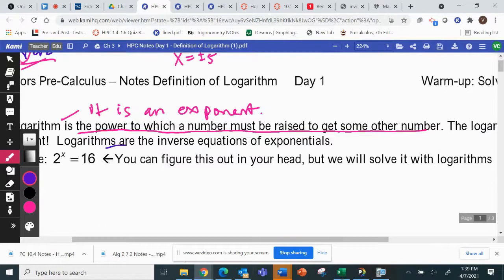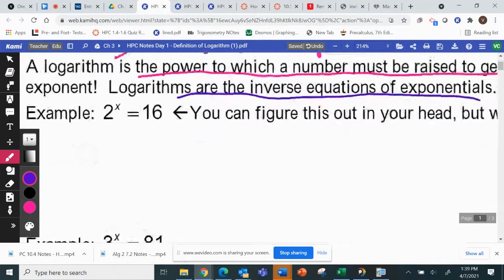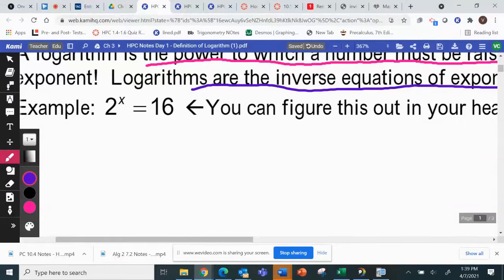Oh, and I have that written right here. Inverse equations of exponentials. Now, 2 to the x equals 16. You all better be able to tell me what x is in your head. Out loud, I mean. You find it in your head, say it out loud. What is it? 4. Okay, we know the answer. I would never use logarithms for this. However, I'm going to use logarithms to show you how logarithms work, if you have forgotten.